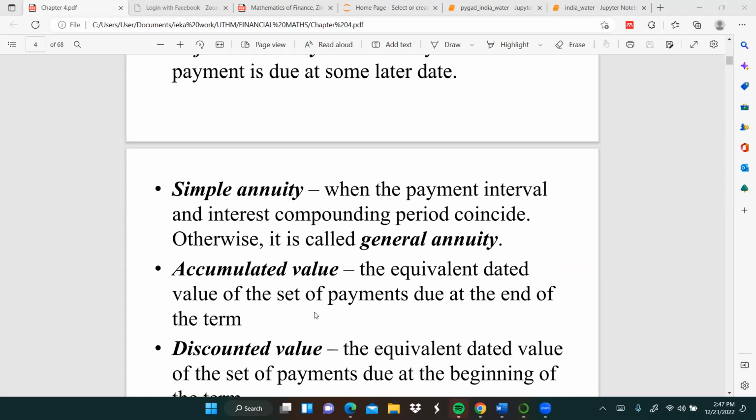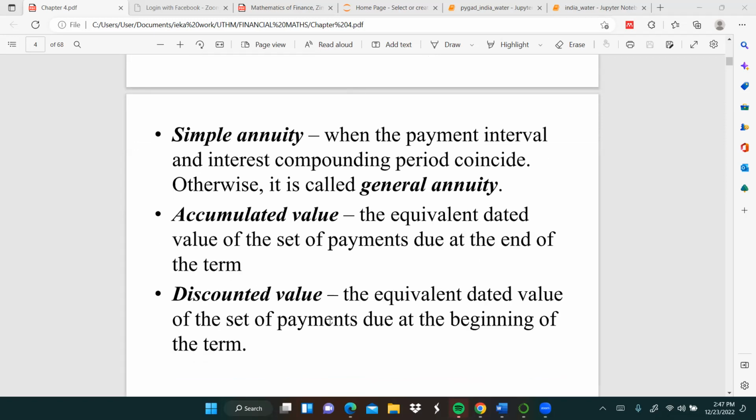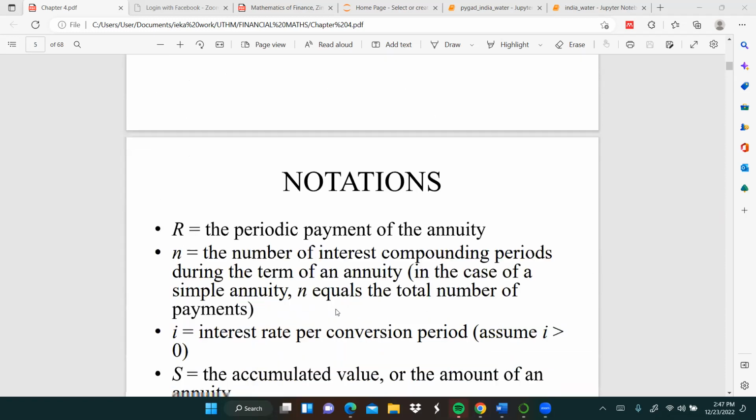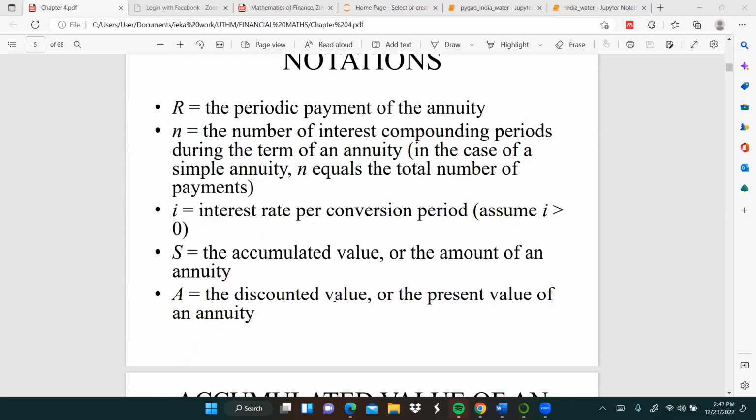Then we have the accumulated value. So the accumulated value is the equivalent dated value of the set of payments due at the end of the term. Okay, so kalau dalam bentuk simbolnya we known as S, that is the accumulated value. Then we have discounted value, the equivalent dated value of the set of payments due at the beginning of the term. So these are the notations that you have to be very familiar with when you come across a question involving annuity.